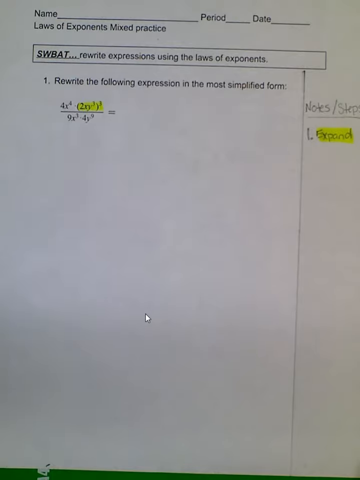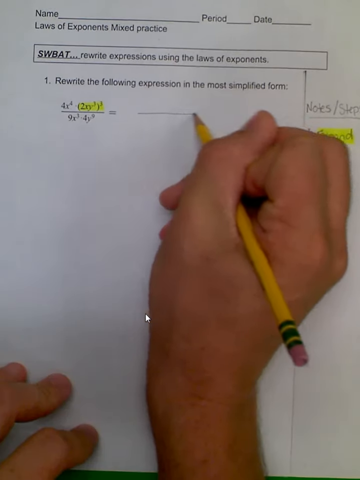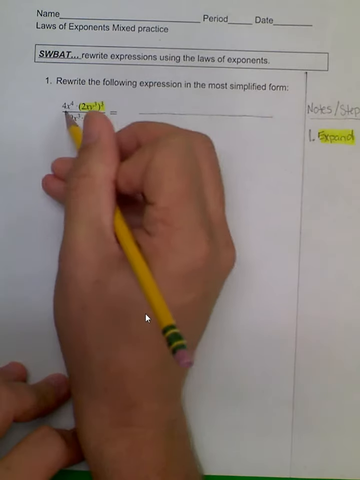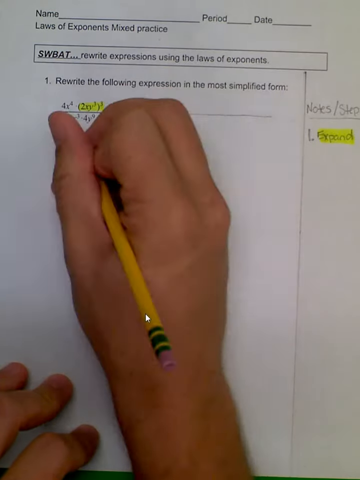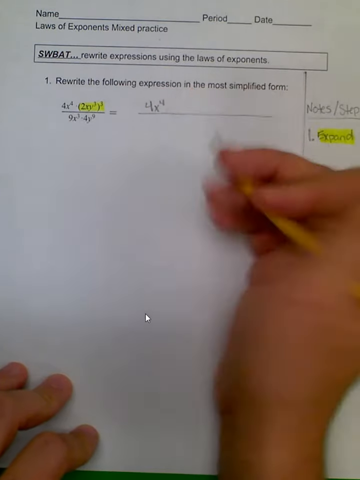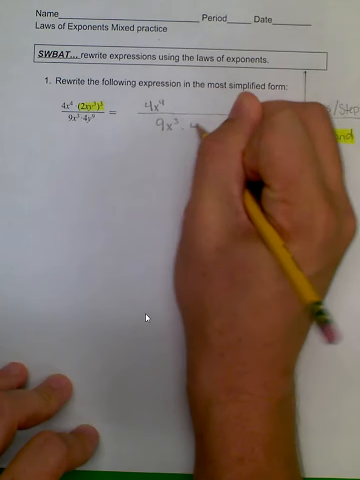So my first step into rewriting is I'm going to keep everything else the same. So anything that I did not highlight here, I'm just going to rewrite. So 4x to the fourth. On bottom, on my denominator, I'm going to write 9x to the third times 4y to the ninth.